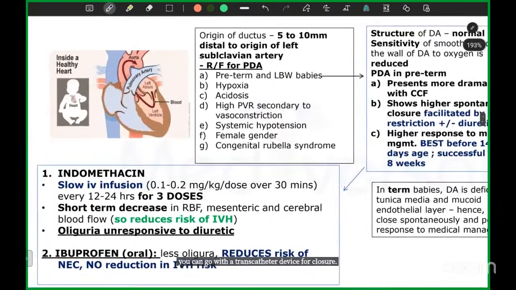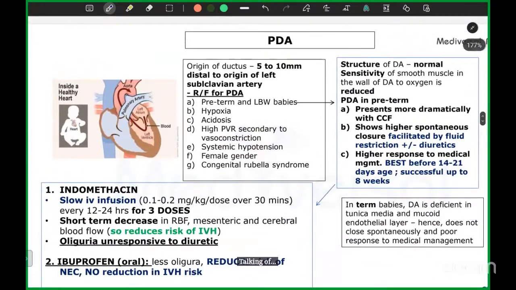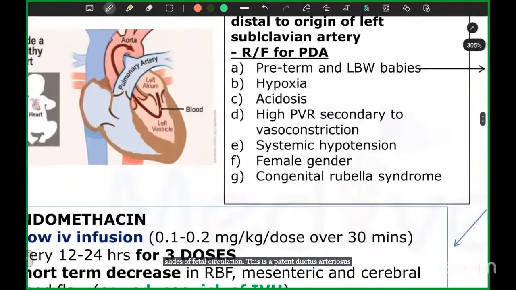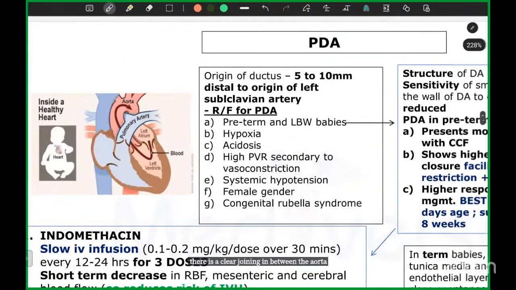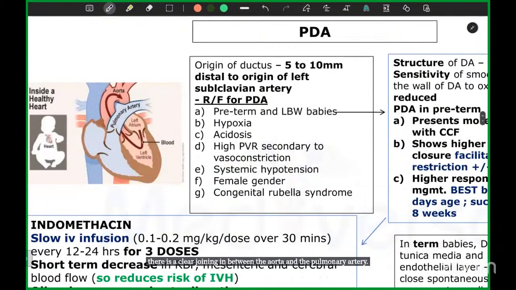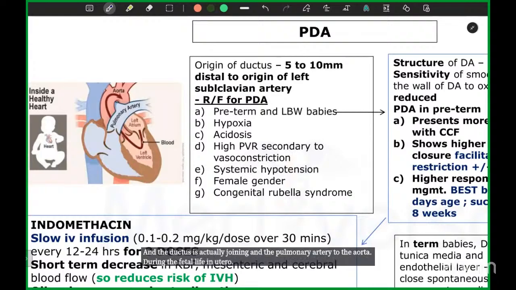Talking of this disease, which I gave a brief overview about in my initial slides of fetal circulation, this is a patent ductus arteriosus. You can clearly see that there is a clear joining between the aorta and the pulmonary artery, and the ductus is actually joining the pulmonary artery to the aorta. During the fetal life in utero, the blood is always shunted from the right side to the left side because pulmonary vascular resistance is very high.